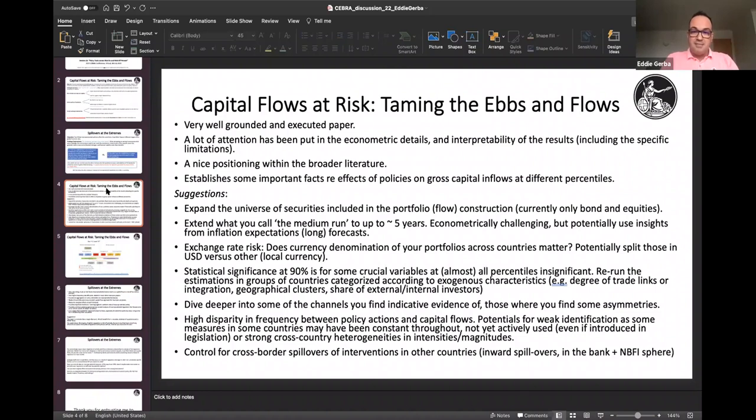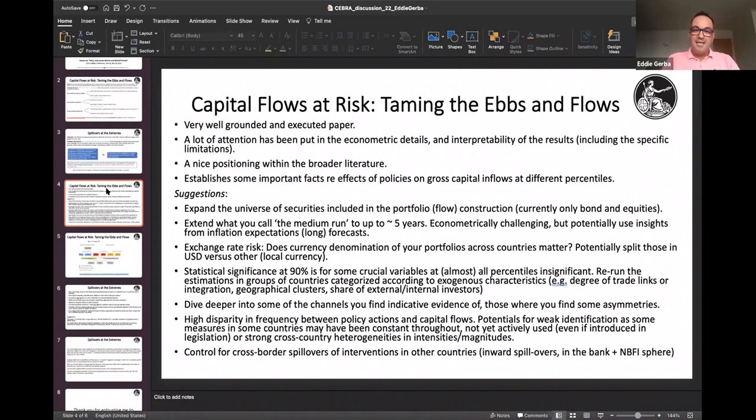And I was wondering, regarding the statistical significance at 90% for some crucial variables, it seems that almost all percentiles are insignificant. Could this be because, of course, you have such a heterogeneous group of countries there? So could you maybe categorize them according to some exogenous characteristics so you don't mash your coefficients? For instance, degree of trade links or integration, geographical clusters, share of internal versus external investors, something like that. It would be really nice if you dive deeper into some of the channels you find, where you find indicative evidence, and discuss potential asymmetric effects. It would be really good if you could go that level further down.